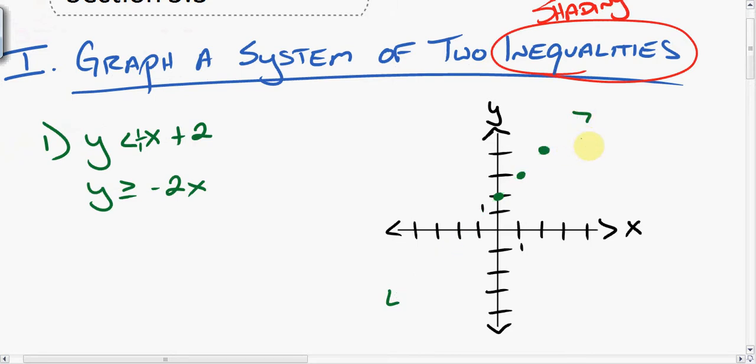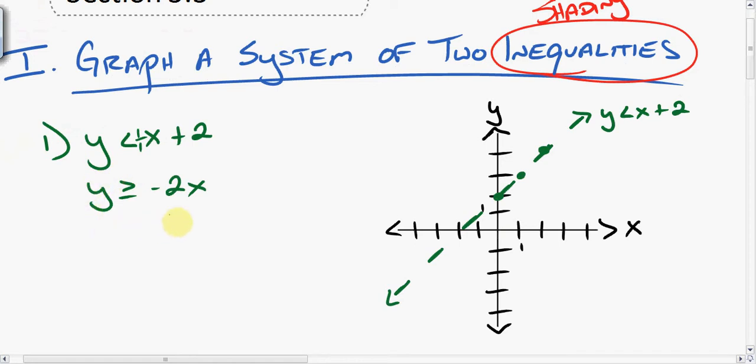So we don't need as many lines. And I actually erased that because I have a less than sign, and that means that it's not solid. This should be a dashed line. Less than will always be represented by a dotted or a dashed line. If it had a line underneath it, equal to, then it would be a solid line. So we've got y is less than x plus 2 over here.